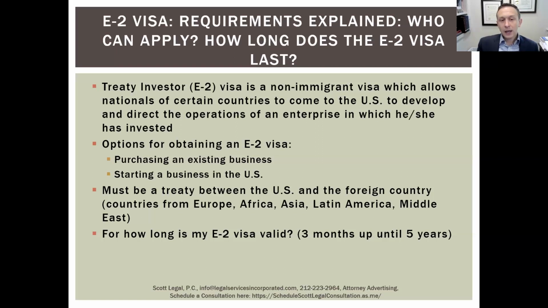One quick note, visa validity is completely different from status. So if you, let's just take an example, if you are granted a 3-month E-2 visa, each time you enter the US, you should be given 2 years of status.